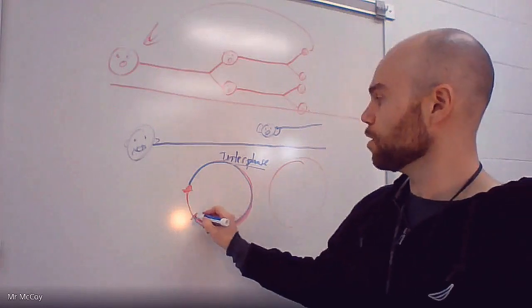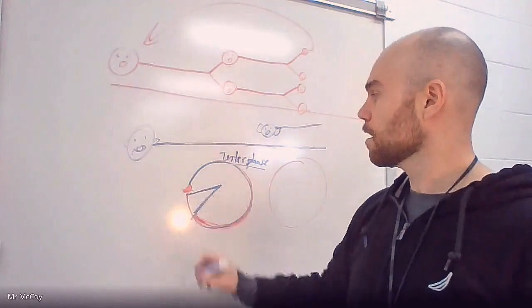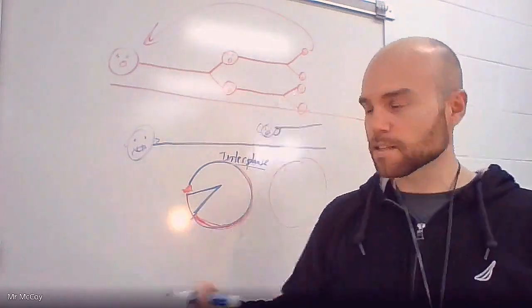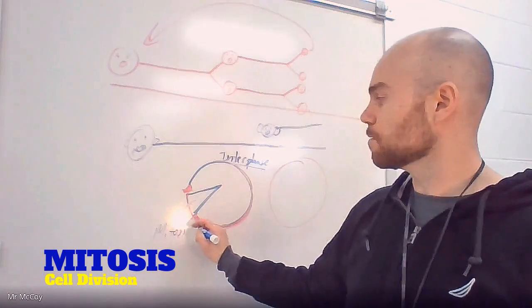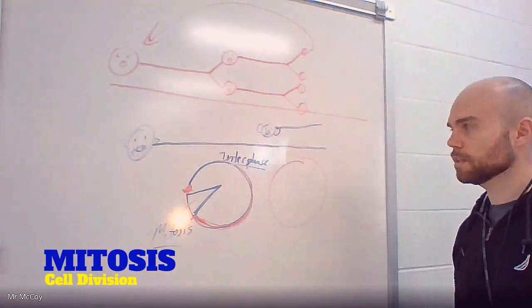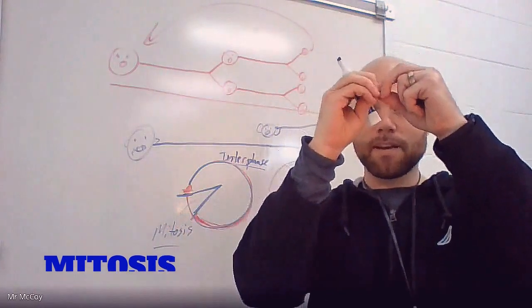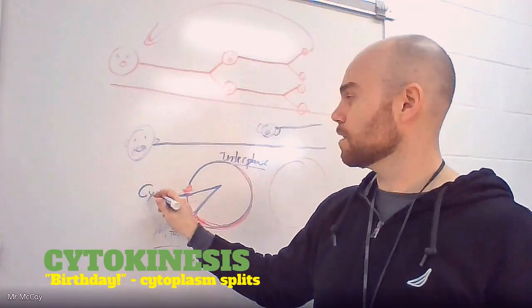But then there's this portion of time right here, this small portion. That's the actual division part. That's where things are dividing. The division part we call mitosis. That section of time. And then when that mitosis is over, well, then we have this moment in time that we call cytokinesis.